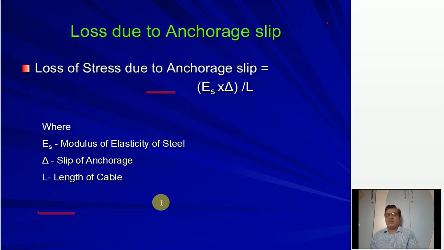Well, the second loss is loss due to anchorage slip. Whenever the wires are tensioned, the friction grips and the wedge grips are used to lock the wires. That means some anchoring devices are used at the ends. So there is always a little bit of slip at the anchoring devices. That slip may be 2 mm or 3 mm, but that causes a loss of prestress. Okay, how to calculate that? So it is E suffix S.